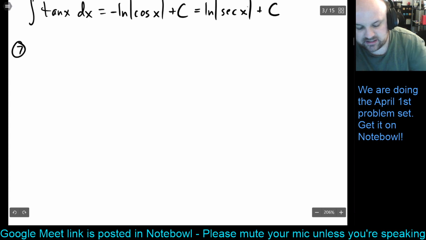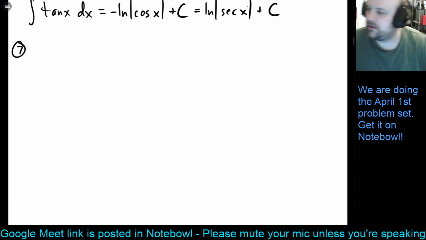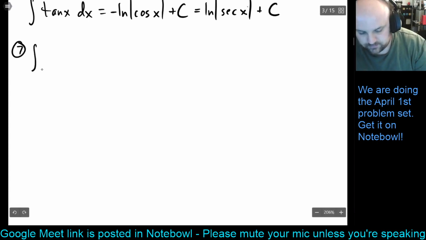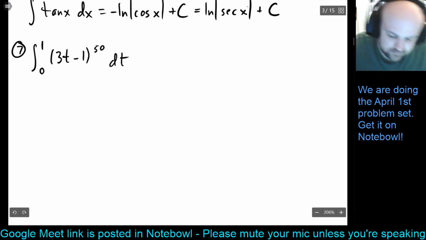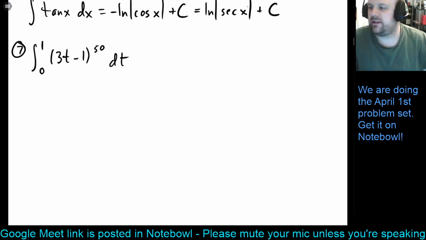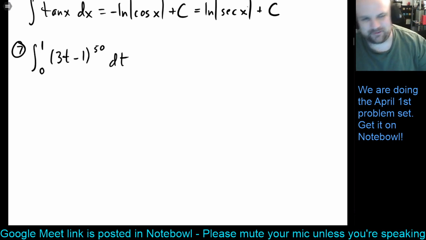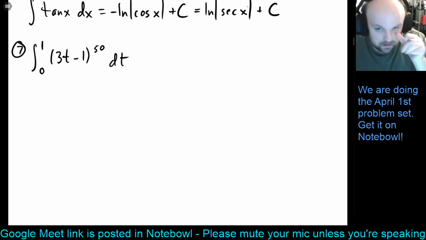So let's look at this next one. Number 7. We're going to integrate from 0 to 1 of (3t minus 1) to the 50th power dt. And I realize I've made a really dumb mistake. Awful. I have to compute 2 to a really high power. Or we'll leave it as an exponent, it's fine.